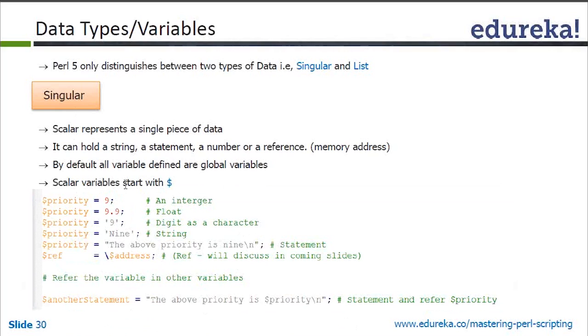When we talk about singular, there is actually nothing called singular. This is just a representation, but the actual name is scalar. There are three kinds of data types in Perl: scalar, array, and hash. But we are clubbing array and hash as list because they refer to a list kind of data, while singular is basically a single piece of data. So that's it. We'll go to the next slide and understand what a list is.